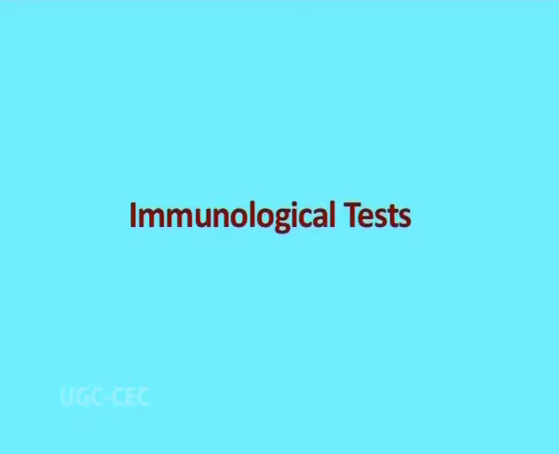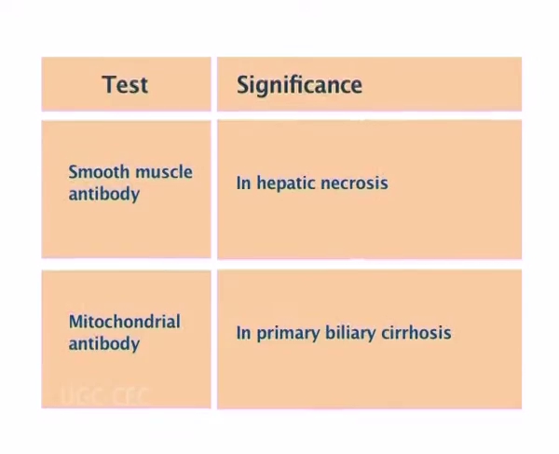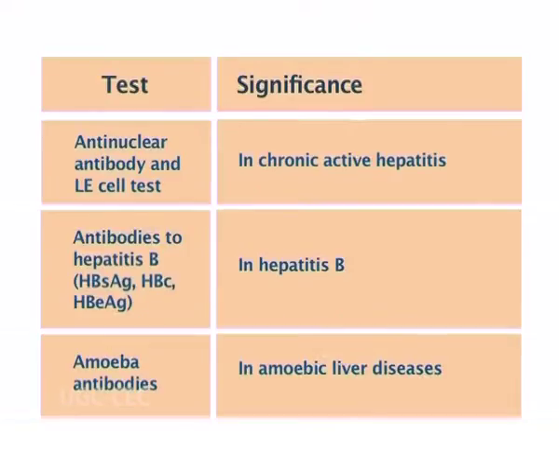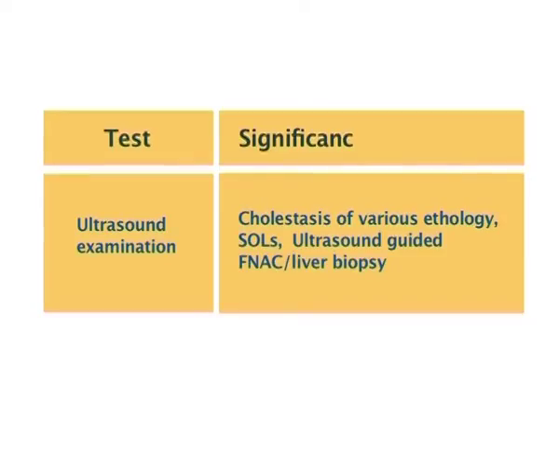Now coming to the other table, immunological tests. Non-specific immunological reactions. So the smooth muscle antibody is seen in hepatic necrosis. Mitochondrial antibody is seen in primary biliary cirrhosis. Antinuclear antibody and LE cell test are seen in chronic active hepatitis. In hepatitis B, we measure the antibodies to hepatitis B, and in amoebic liver disease, we have amoebic antibodies. Other ancillary diagnostic tests, these are ultrasound examination, fine needle aspiration cytology, and or percutaneous liver biopsy.